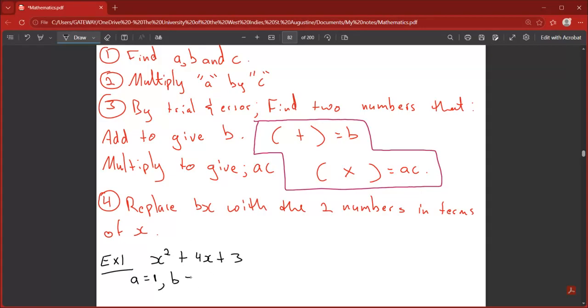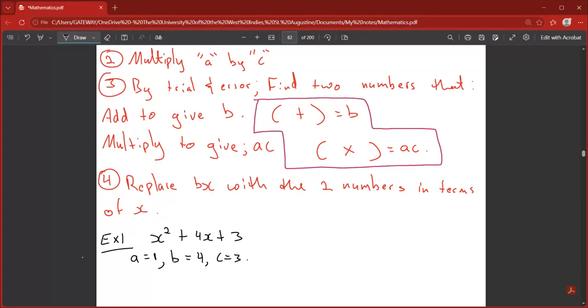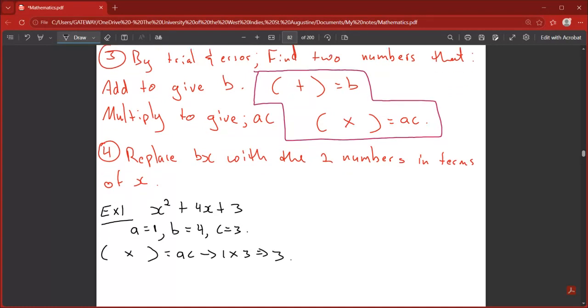So in this case, what is b? Well, b is positive 4. And what is c? c is positive 3. So we have a, b, and c here. Now when we get a, b, and c, we multiply a by c. So look for two numbers that, when multiplied, will give us the product of ac. And what is the product of ac? That is simply 1 times 3, which is 3. So we're looking for two numbers that multiply to give you 3, but wait, don't get it yet. The two numbers must add up to give you b. And what is b? b is 4.